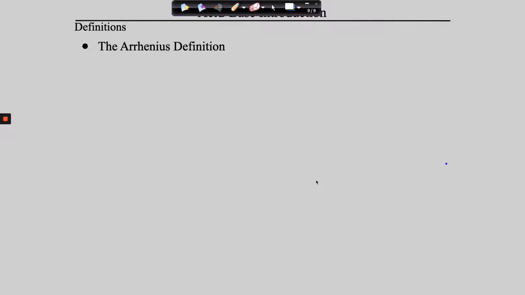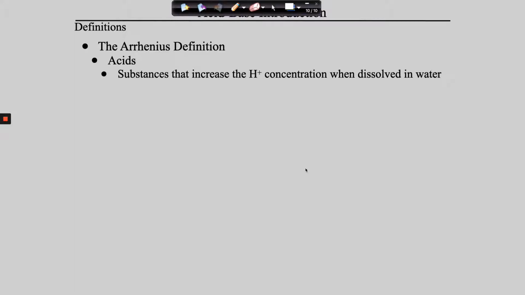So, for example, when we talk about acids and bases, there's a couple different ways that we can describe them. The first way is under the Arrhenius definition of acids and bases. They're named after the chemists that came up with them. In the Arrhenius definitions, acids are simply substances that increase the hydrogen ion concentration when dissolved in water.